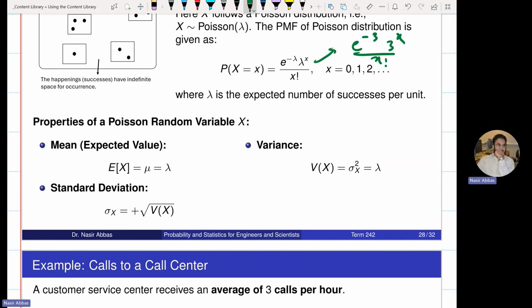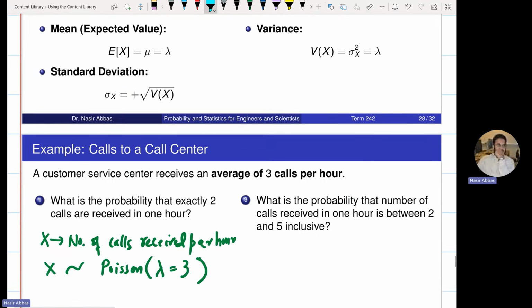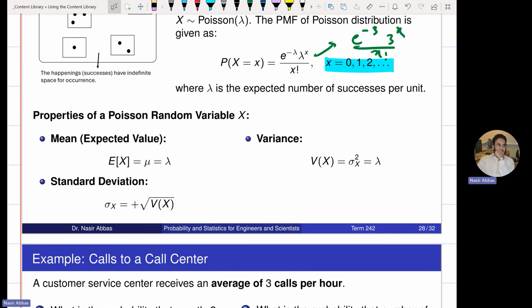Now, pay attention to the domain of x again. It starts from 0 to infinity. Now, if we ask you a question of probability of x equals 2, what will you do? You will plug 2 in. Correct? If I ask you less than or equal to 2, what will you do? 0, 1, 2. The problem will happen when I ask you greater than 2. Now you cannot solve it directly. You are bound to use the complement rule. You cannot solve it directly.